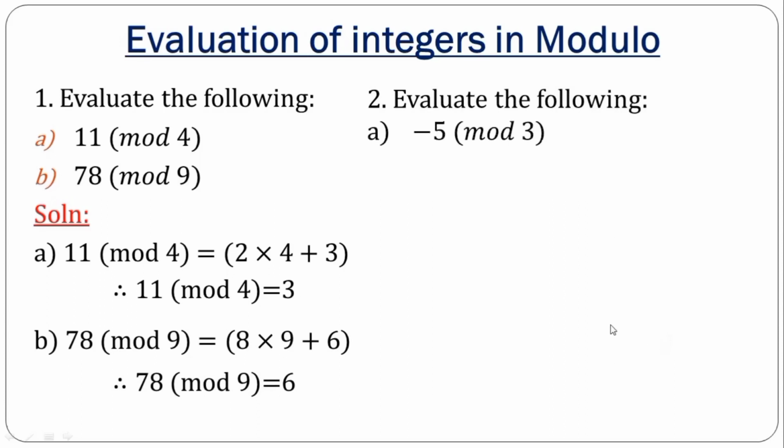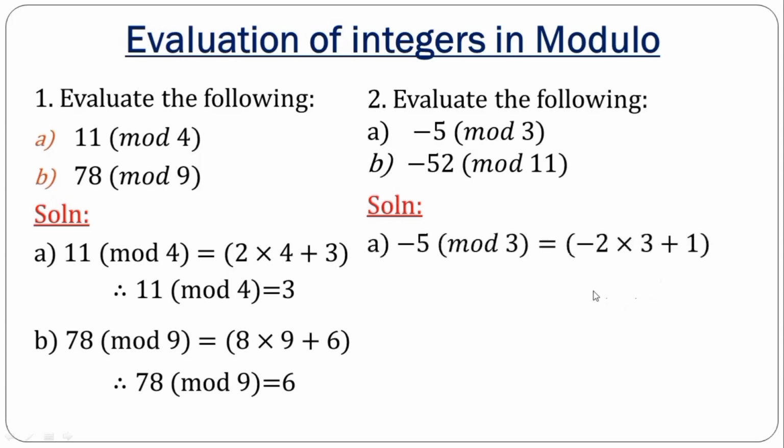Example 2, we are evaluating negative numbers. So how do you evaluate a negative? To evaluate a negative, it's just the same thing. Divide minus 5 by 3, but there is a little difference which you observe here. If you divide minus 5 by 3, you are going to get minus 1 point something, that's minus 1.6666 and so on. So all you need to do is take this down to minus 2.